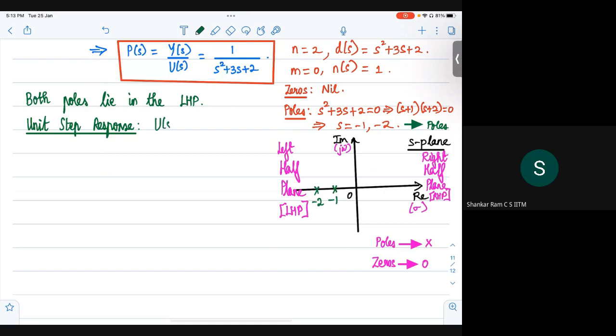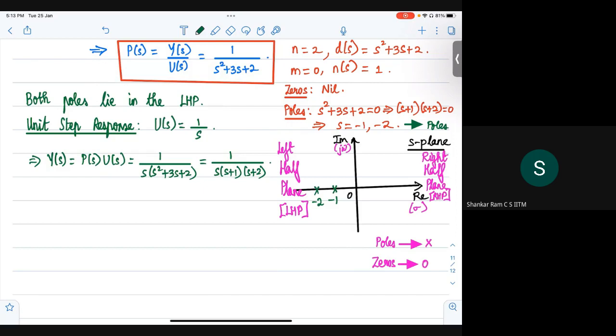Unit step response means, as we already know, u of t is 1, so u of s is 1 by s. This implies that y of s is going to be equal to p of s times u of s. That is going to be equal to 1 divided by s times (s squared plus 3s plus 2), which can be rewritten as 1 divided by s times (s plus 1) times (s plus 2).